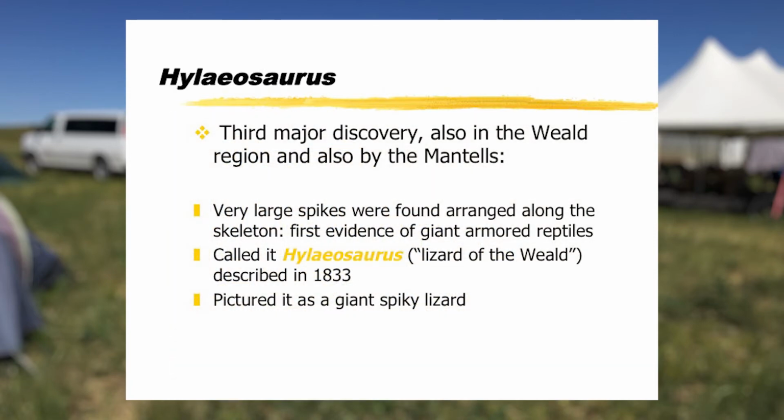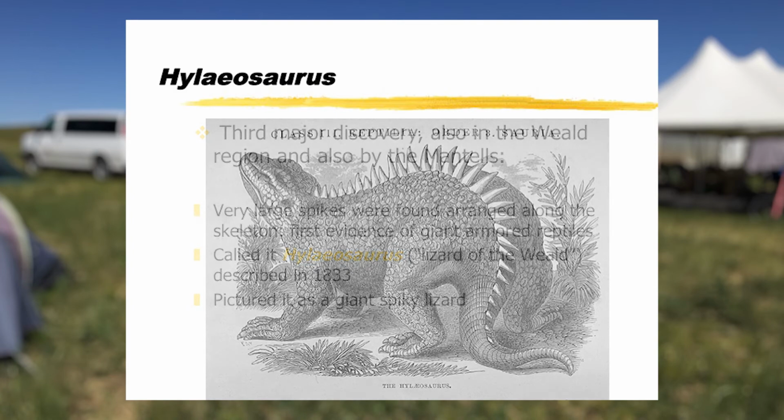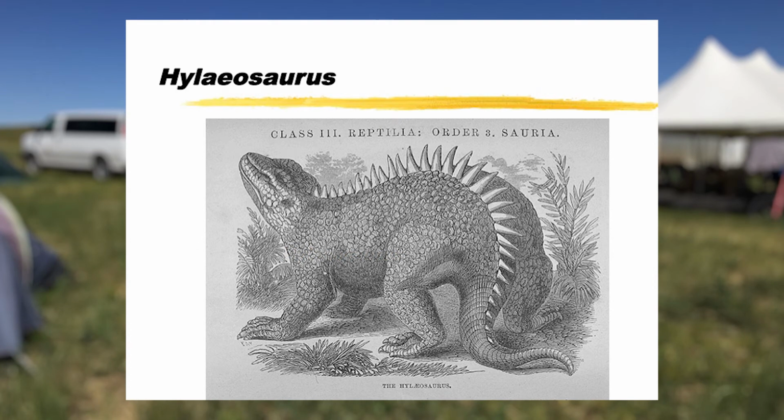Third major discovery, also by Mantell, was another dinosaur, a carnivorous dinosaur, and it was called Hylaeosaurus. It had large spikes along the skeleton, and this is how it's depicted. Still, notice, class Reptilia, order Sauria, the lizards.